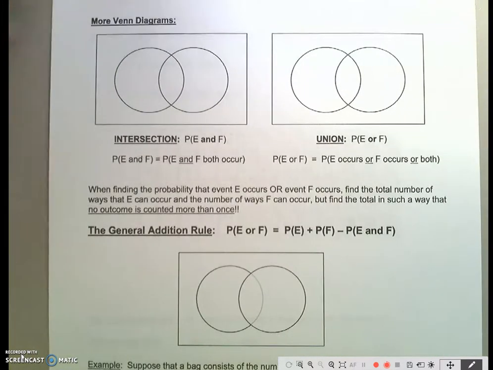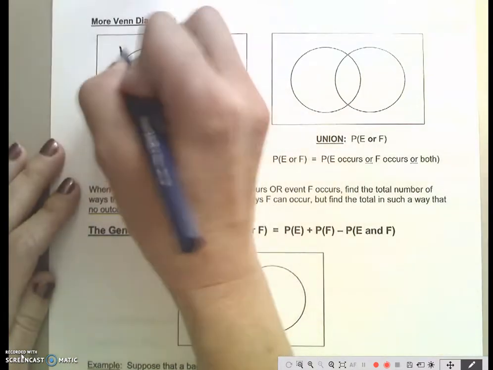So now we have to talk about what happens when the 2 circles overlap. So again, I'm going to call this E and F.